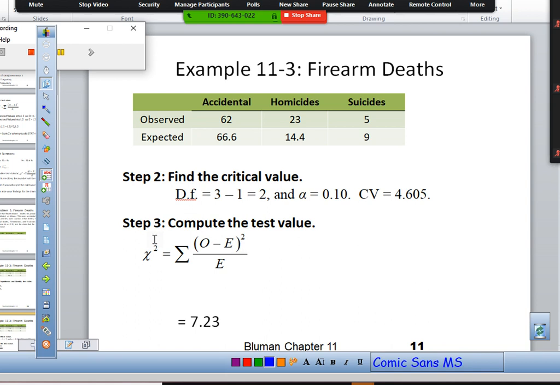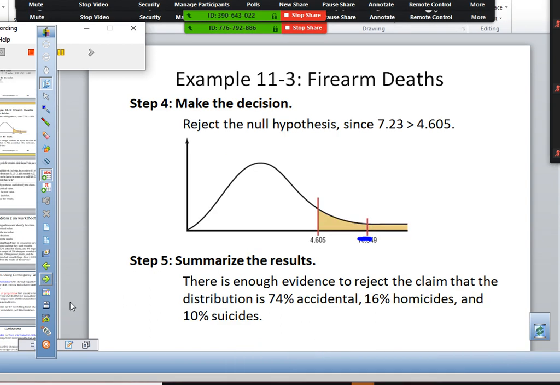And then we computed the test value of this test stat. I just did that by hand, I think, because it was really easy to do. There's only 3 of them. And you end up getting 7.23 as your test stat. And then we move on. We rejected the null hypothesis because here's my critical value, shade this way. 7.23 is way over here. It's in the rejection region, so we're going to reject H naught. So there is enough evidence, and you could just type in here, enough evidence to reject the claim that the proportion is as stated. That would have been fine.